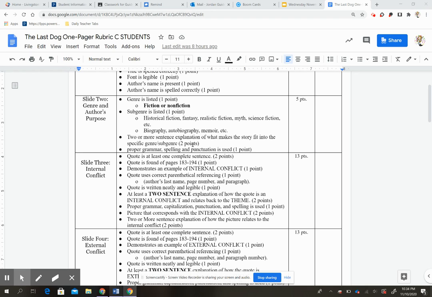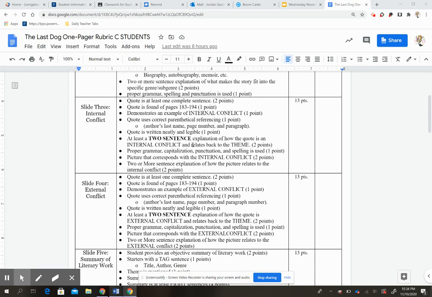Now, this can be something, remember, you're on the internet, you can Google. Find a picture that you think goes with or makes me better understand your internal conflict. And then you have a 2 or more sentence explanation of how your picture is going to relate to that internal conflict. So, how does your picture bring it back to whatever your problem is that's happening within that character's mind? Then we have slide 4 is our external conflict.